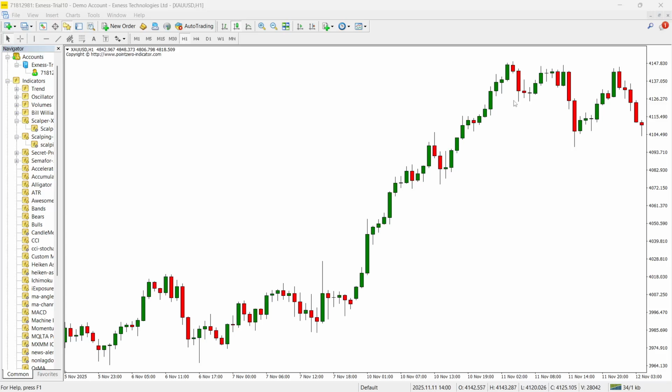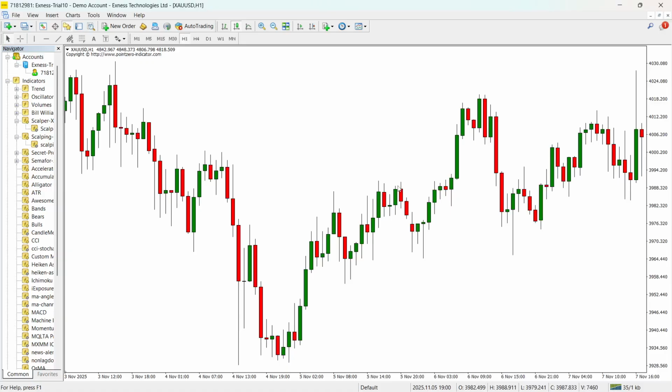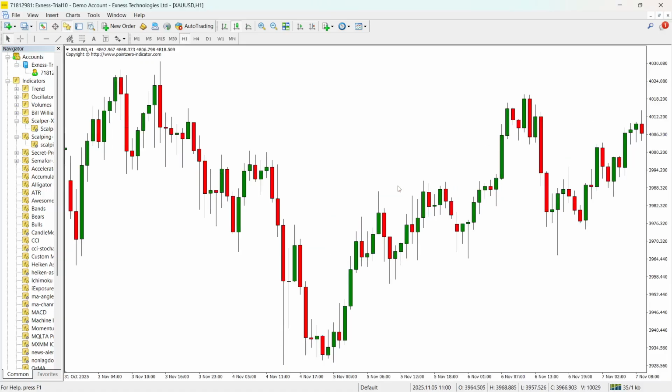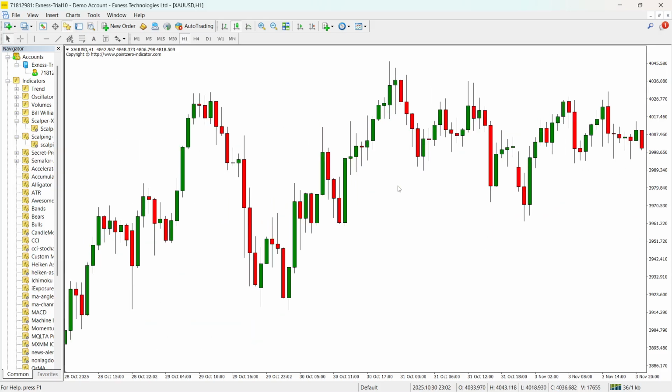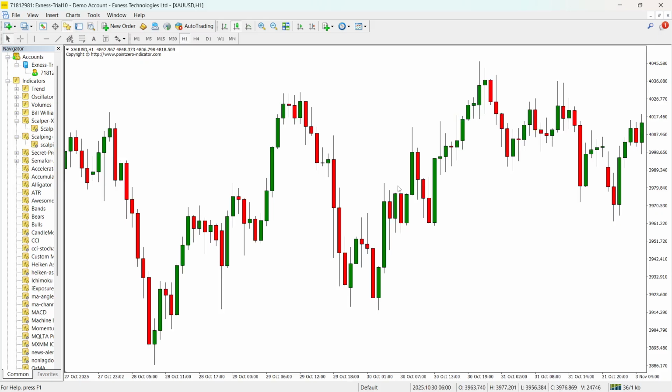Hello traders. In this video, we are looking at the Scalping Future Indicator for MT4. This tool is designed to give short-term traders a visual view of shifting intraday conditions by plotting clear signals on the charts whenever its built-in logic detects potential scalping scenarios.